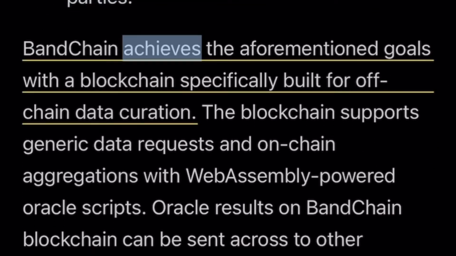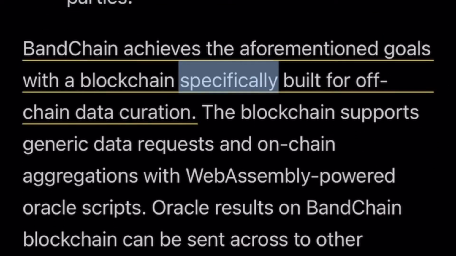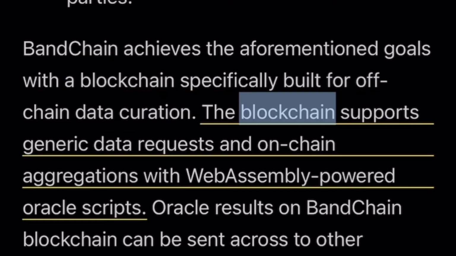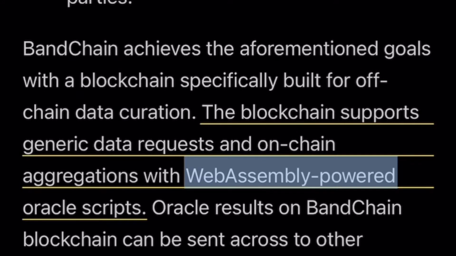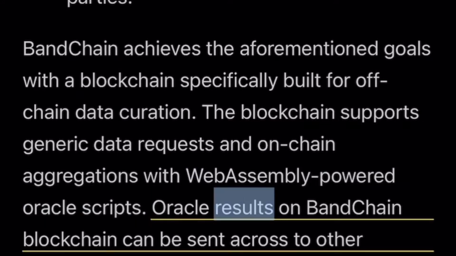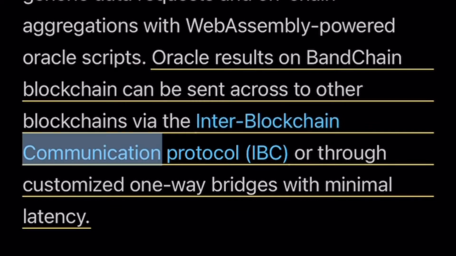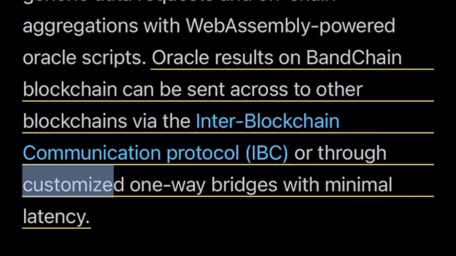Band Chain achieves the aforementioned goals with a blockchain specifically built for off-chain data curation. The blockchain supports generic data requests and on-chain aggregations with WebAssembly-powered Oracle scripts. Oracle results on Band Chain can be sent across to other blockchains via the Inter-Blockchain Communication Protocol, IBC, or through customized one-way bridges with minimal latency.